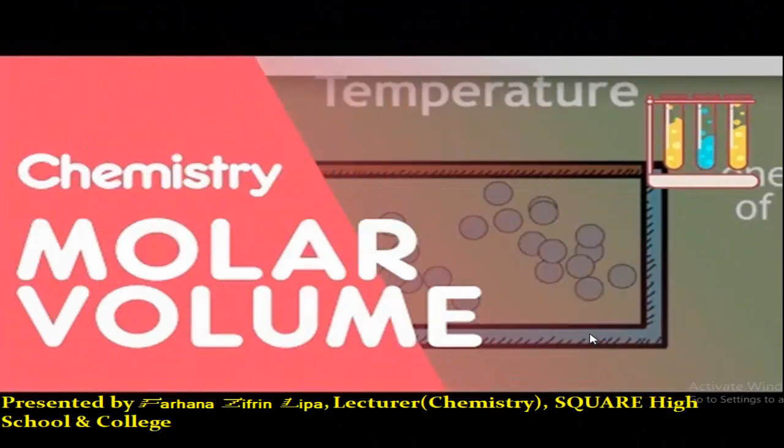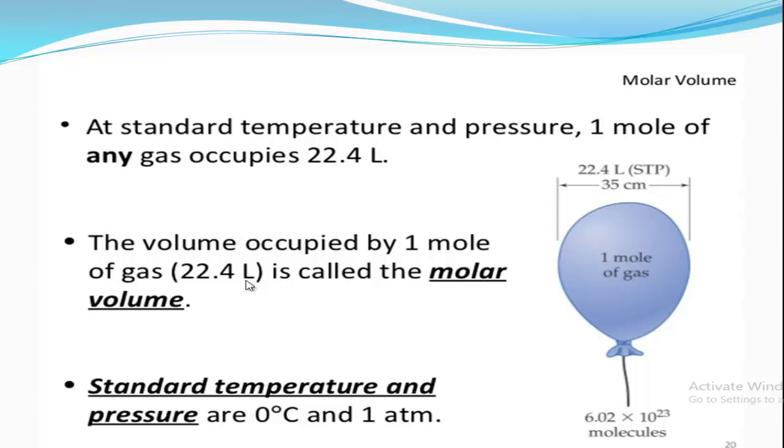Today I will discuss molar volume. At standard temperature and pressure, 1 mole of any gas occupies a fixed volume, and that is 22.4 liters. This volume is known as molar volume. So, the volume occupied by 1 mole of gas is called the molar volume. And 0 degree centigrade temperature and 1 atmospheric pressure are considered as standard temperature and pressure.